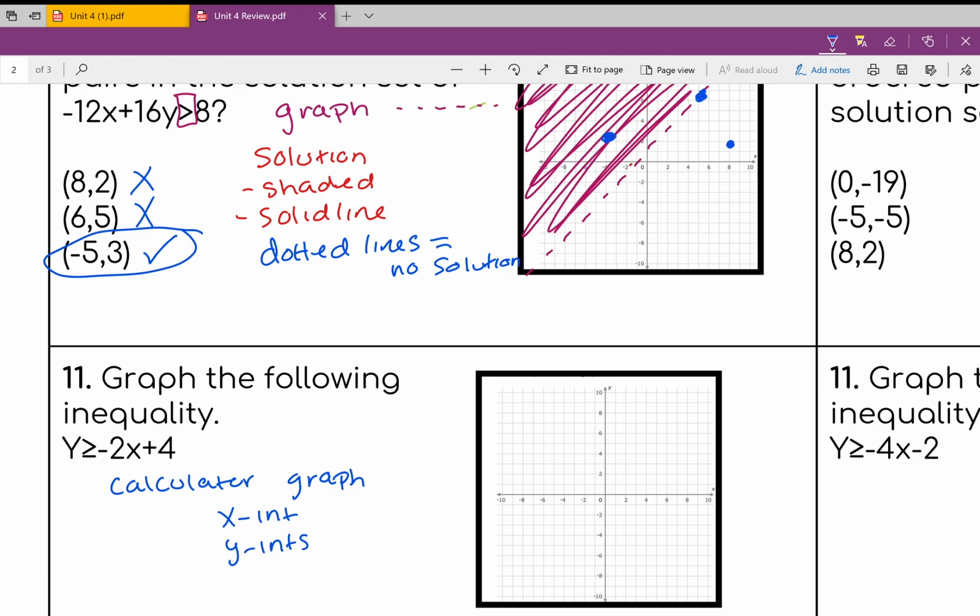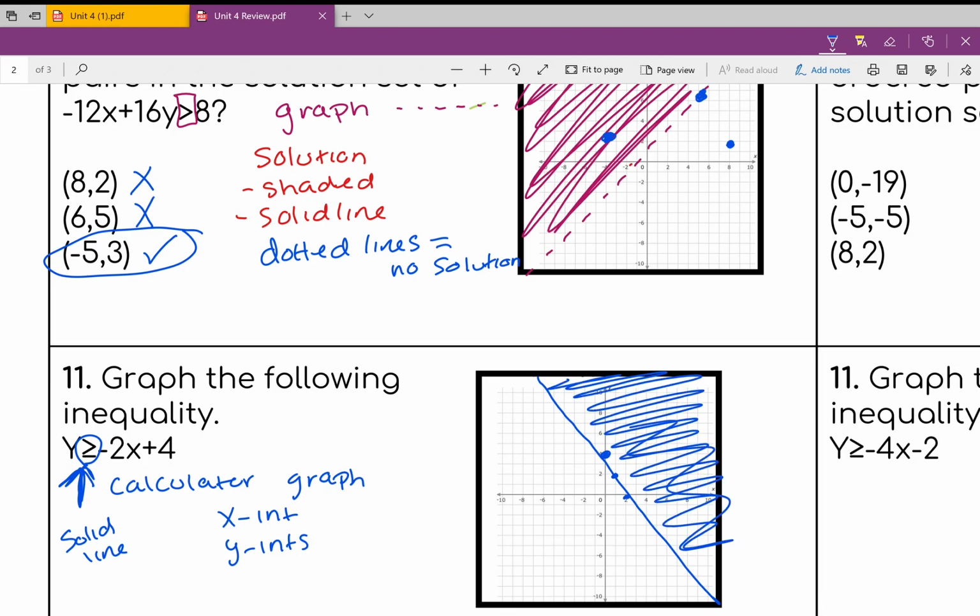So remember, if I graph it by hand, this 4 is my y-intercept. This -2 is my slope, so down 2, right 1, down 2, right 1. This symbol right here is going to be very important. If you get this symbol wrong, you're going to get points taken off. This has a line under it, so it's a solid line. So my solid line is going to go through here. And since this is a greater than or equal to symbol, I'm shading everything on the top. And that's it.